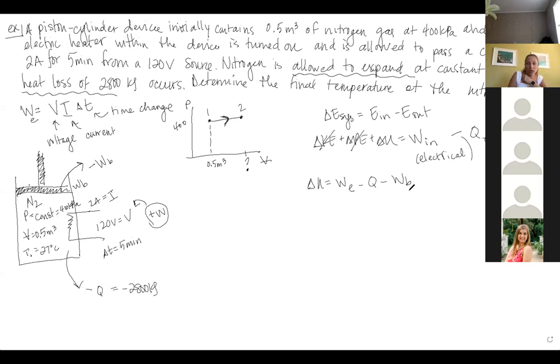We're at a constant pressure. So our boundary work becomes the equation we've been working with all last week, which is our pressure times our change in volume, right? So our boundary work is the integration from point 1 to point 2 of our pressure times our change in volume, which just becomes our pressure times our volume at point 2 minus our volume at point 1, or our pressure times our change in volume at a constant pressure.